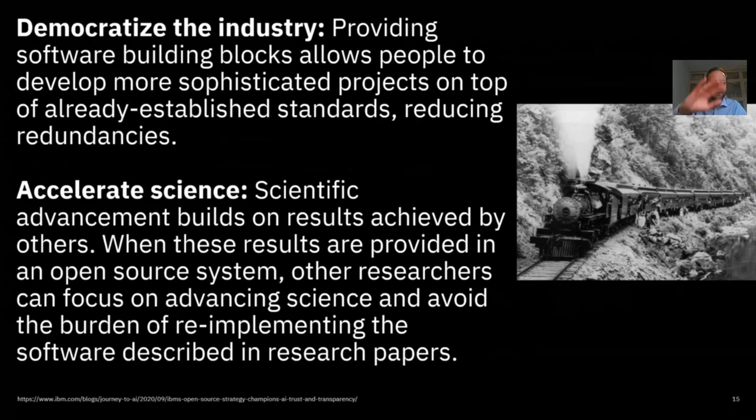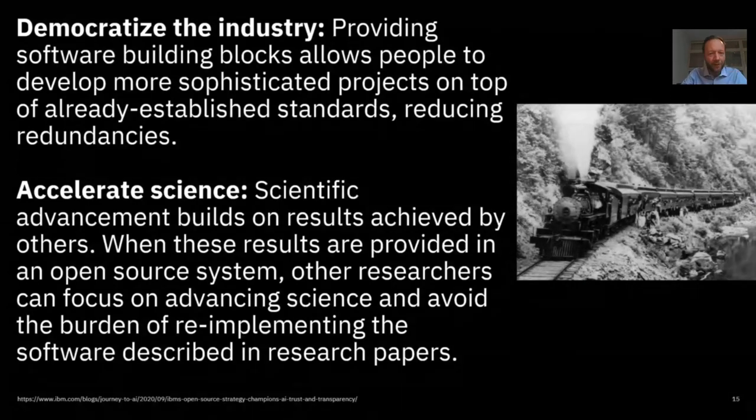Now, all that I've said here applies to the upper half of this page, right? We're trying to use open source to democratize the industry. So provide these building blocks so people can start to build more sophisticated projects on top of these already established standards, right? Reducing redundancy, reducing the need to repeat and redo and reinvent the wheel again and again, right? It's like when you want to take the train, you always have the train tracks that have been laid out for you. If you are inventing here, you can build a better train, but you can take advantage of these train tracks. They are already there, they're already available for you.